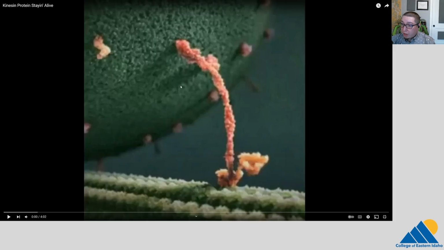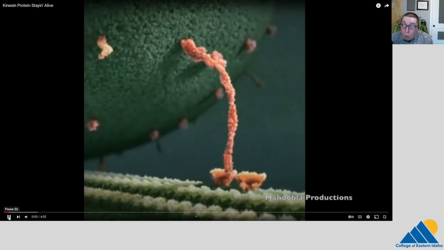All right, so here you can see an animation that I'll animate here in just a sec. We have the microtubule down here on the bottom, and here's some sort of vesicle, and there's this cool like motor protein here that is going to move this vesicle along. So here's an artist's animation of what is occurring in the cell.